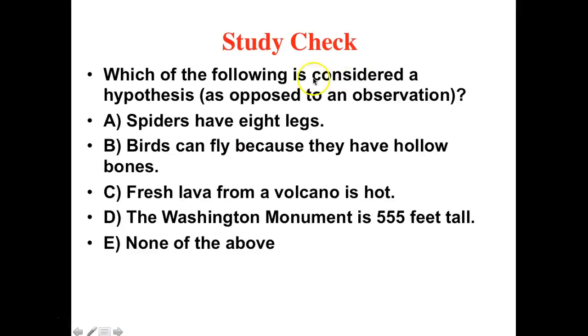Which of the following is considered a hypothesis as opposed to an observation? Spiders have 8 legs. That's an observation. Birds can fly is an observation. Birds can fly because they have hollow bones, so you're giving an explanation, a possible reason for why birds can fly. So that would be formulating a hypothesis. Fresh lava from a volcano is hot. That's an observation. The Washington Monument is 555 feet tall. That's again an observation. So birds can fly because they have hollow bones is a hypothesis.